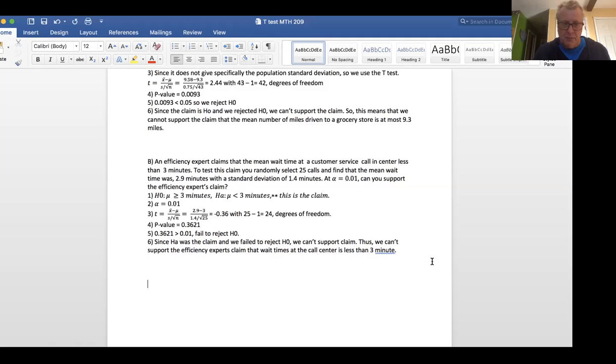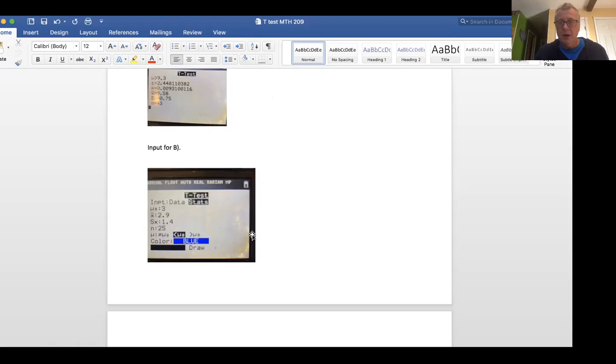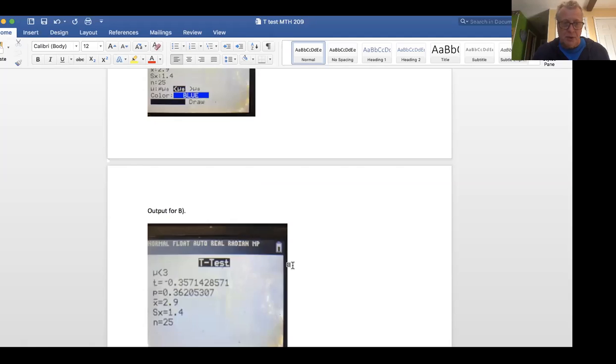Let's look at the input and output. The input, again, we go to stat, arrow over to tests, select number 2. And since the mean and standard deviation are calculated for us, we're going to continue to highlight stats. Mu0, the hypothesized mean, is 3. 2.9 is our sample mean. 1.4 was our sample standard deviation. And 25 was our sample size. We highlight the less than symbol because that's the symbol in our alternative hypothesis. We press enter, and we get this for the output.